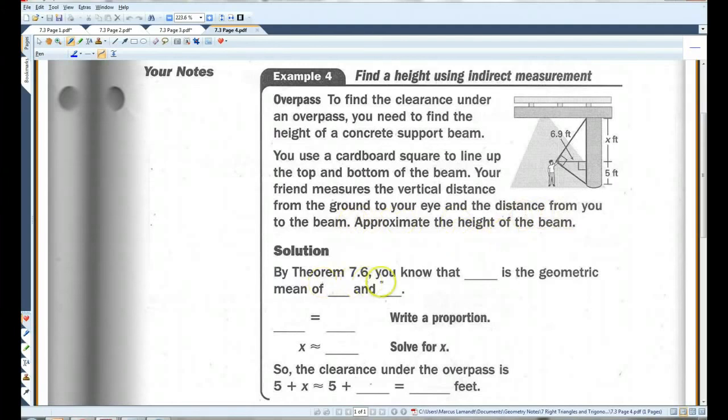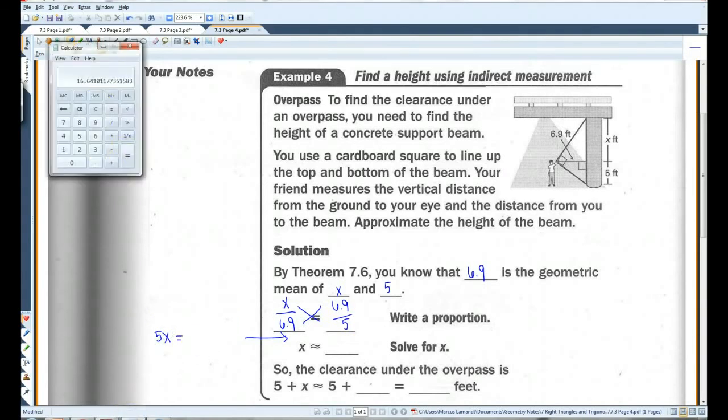Okay, by theorem 7.6, you know that 6.9, the altitude of the given triangle, is the geometric mean of x and 5. Okay, now remember, the altitude divides the hypotenuse into 2 segments, and the altitude is the geometric mean of those 2 segments. So 6.9 is the geometric mean of this and this. Okay, so x over 6.9 equals 6.9 over 5. They didn't really give an in-between step.